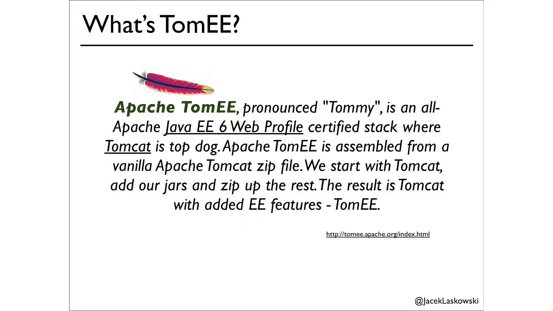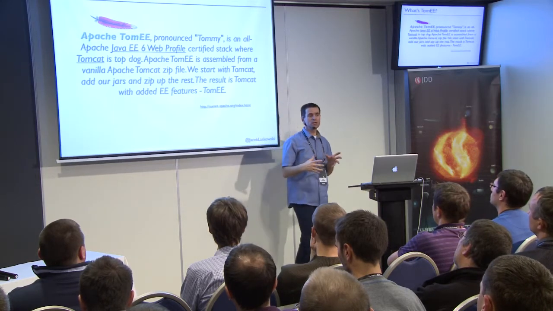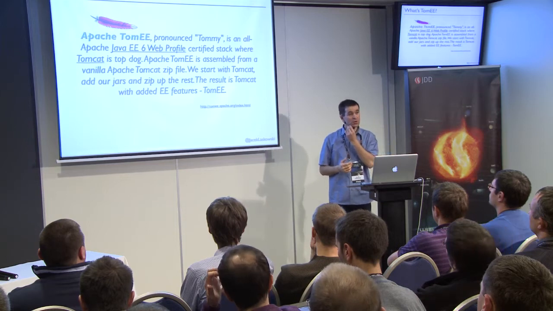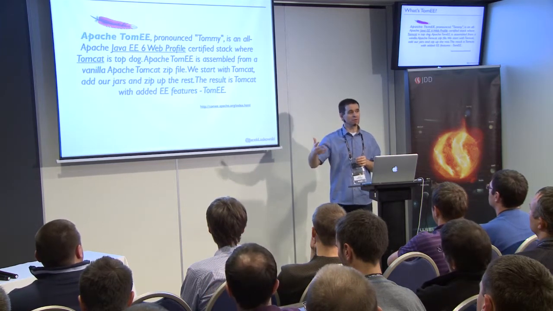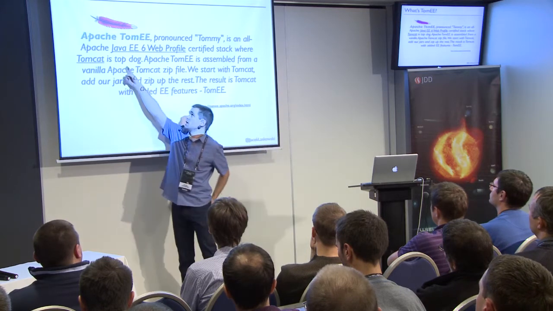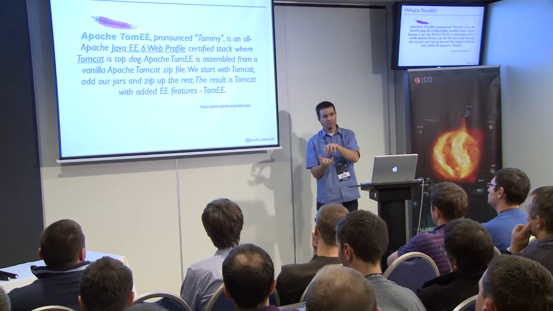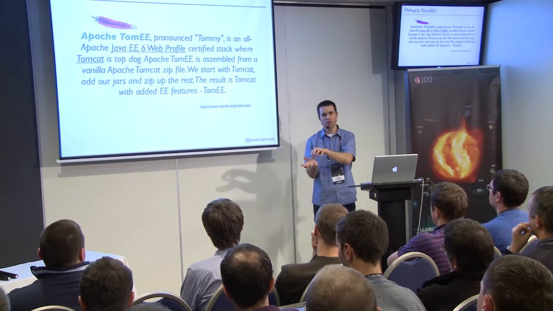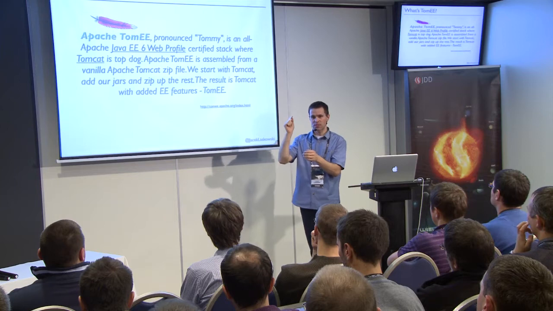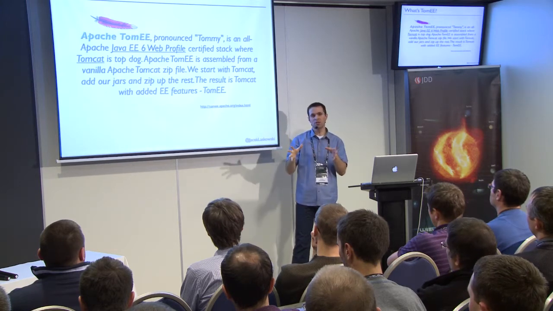Okay, so we now know what Tomcat is, and what Java EE web profile is. So let's combine the knowledge to create Apache TomEE. Apache TomEE, pronounced TomEE, is just Tomcat plus additional jars to make it possible to pass Java EE web profile certification or specification, whatever. So Tomcat is the top dog for Apache TomEE, and some other jars turn it into Apache TomEE. That's it. So whenever you hear Apache TomEE, think about Apache Tomcat. That's all I need from you.